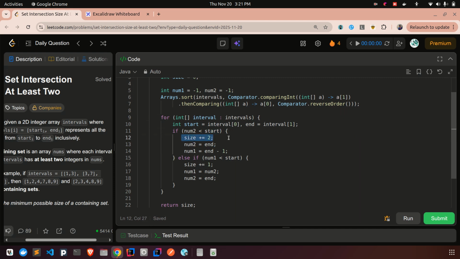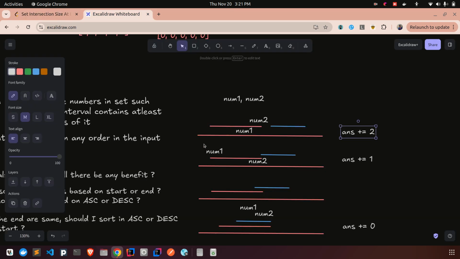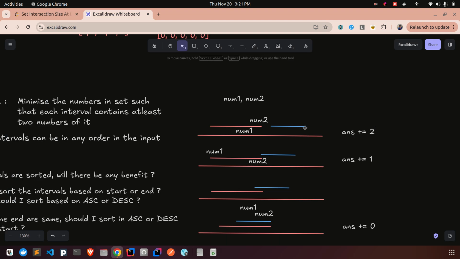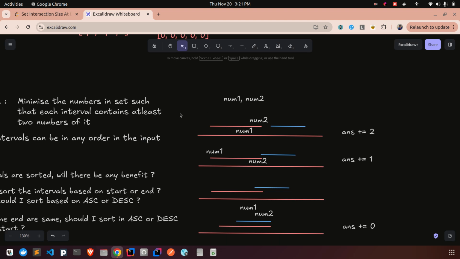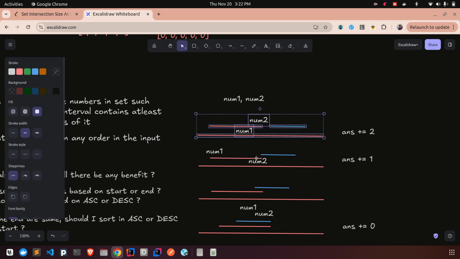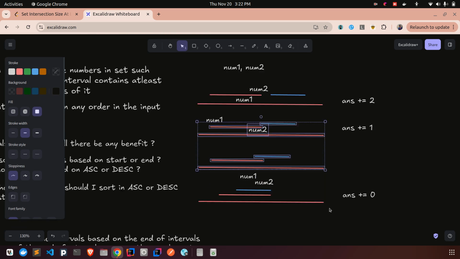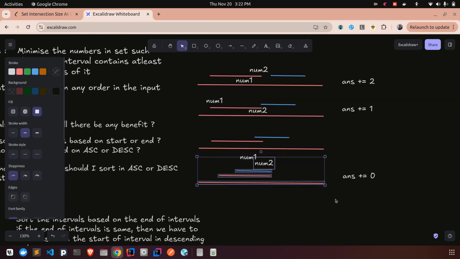So what are those two elements? The new num2 would be the end of my interval, and the new num1 will be end minus 1. Now if this condition is not satisfied, now that we have handled this case, it could fall in this criteria or it could fall in this criteria.